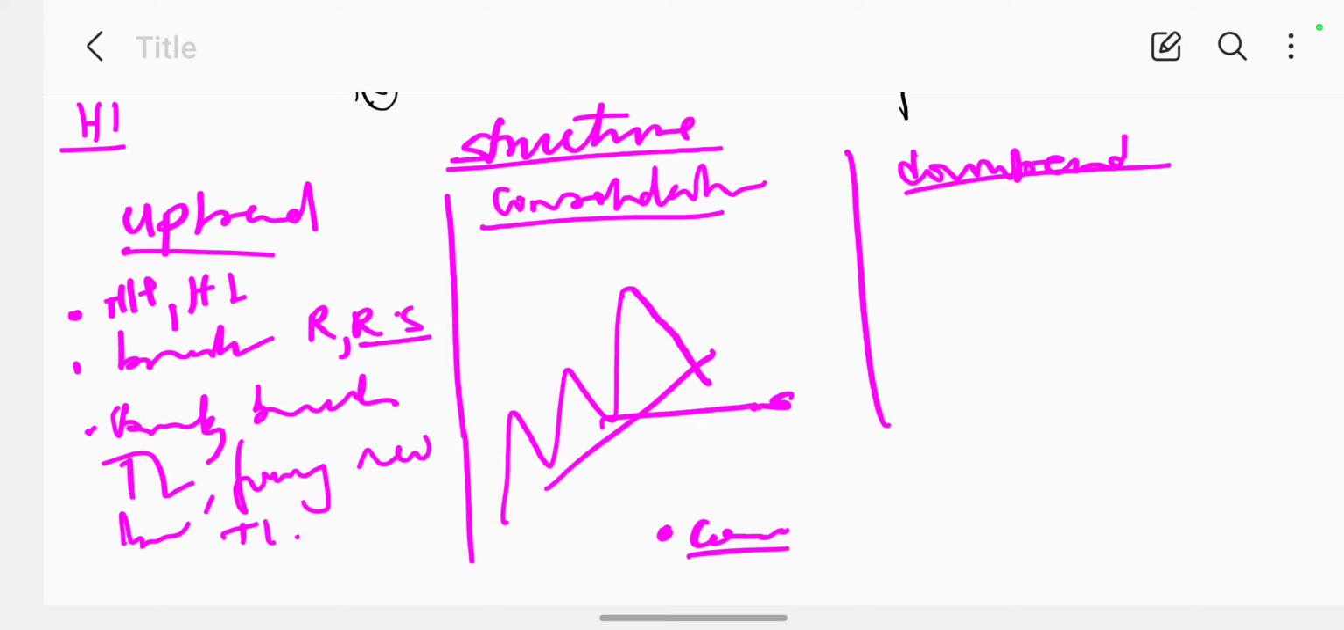Why? Because we are no longer going up. We are no longer bullish. We are now consolidating.